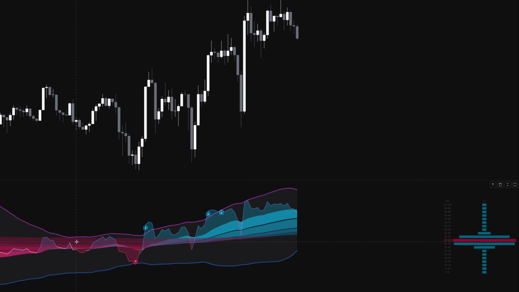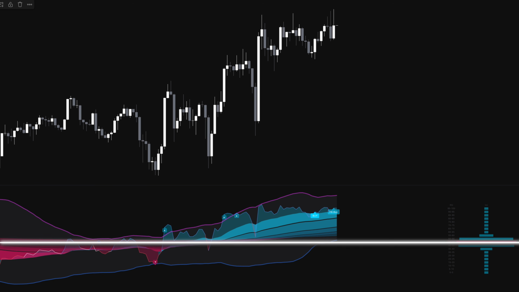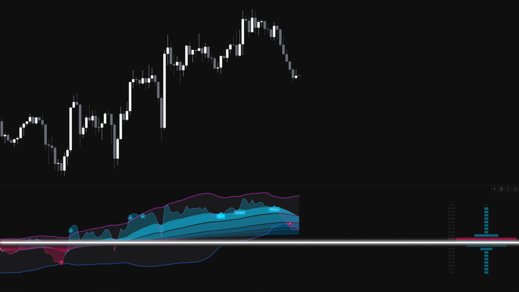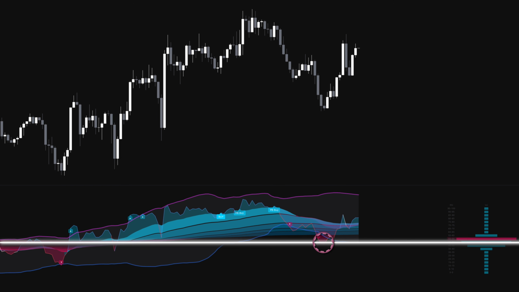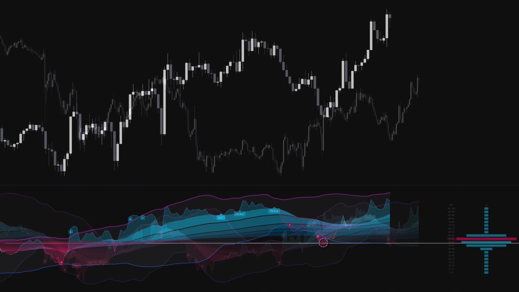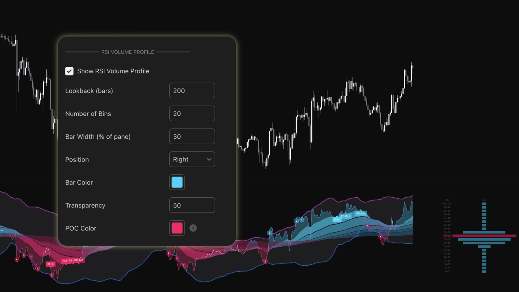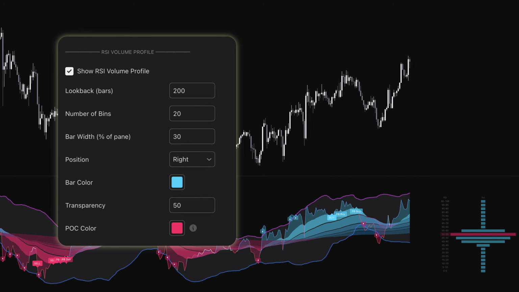In practice, this is useful for anticipating where RSI is likely to slow down or react. A densely populated RSI zone acted as a magnet or resistance level in the past, and is likely to do so again. Look-back period, number of bins, bar width, position, colors, and transparency are all adjustable.